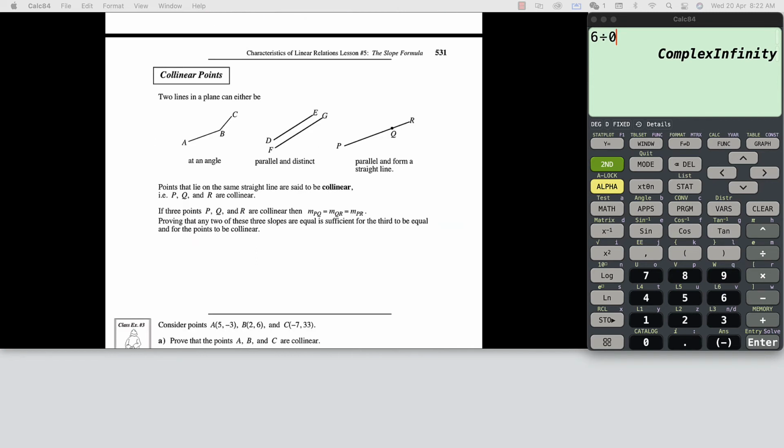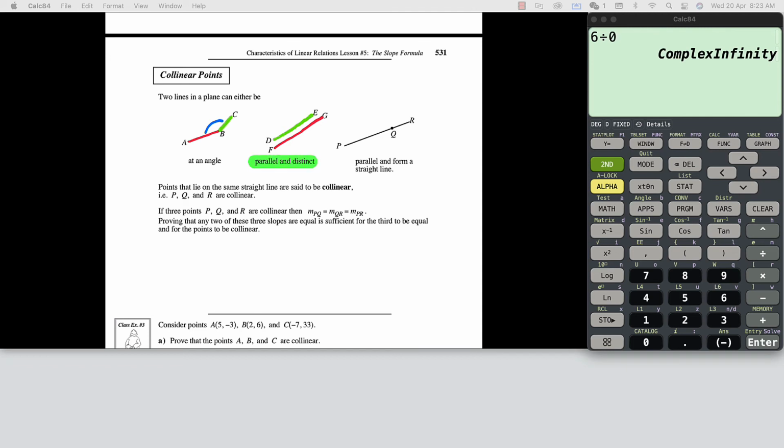All right, moving on, we're looking at some new terminology, collinear points. Notice that in the first example, we've got a line going from A to B, and then another line going from A to C. They have different slopes, so we say that they are forming an angle right here. When we look at line segments DE versus FG, you can see that they have the exact same slope, except they're offset a little bit. So we say that they are parallel and distinct, which is indicated right here.